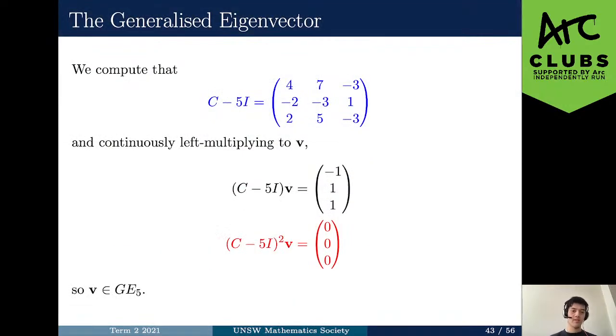Okay, so we do that. C minus 5I is this one, and then we multiply it by V. You can do that calculation yourself. You should get this vector, which is obviously not the 0 vector. So in this case, V is not an eigenvector with eigenvalue 5. But if I apply it a second time, it is equal to 0, which means that V is in fact a generalized eigenvector, which lives in the kernel of C minus 5I squared.